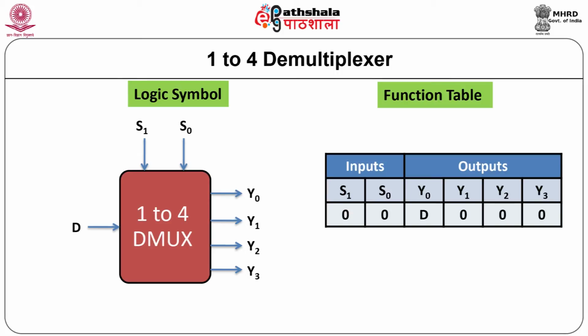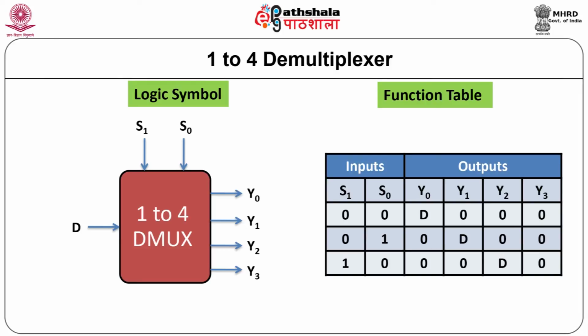So, for example, when S1 and S0 both are 0, 0, Y0 will receive the data input. When S1 and S0 is equal to 0, 1, Y1 will be activated and will receive the data D. In the third case, when the select inputs are 1, 0, Y2 will be selected and will receive the input data D, and in the last case, when both the inputs are 1, 1, the output Y3 is activated and receives the data D.